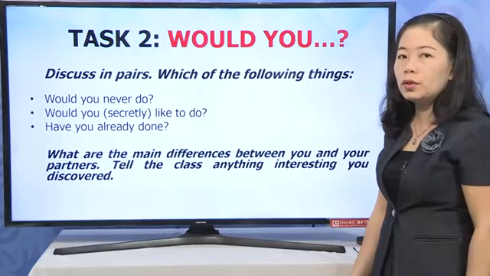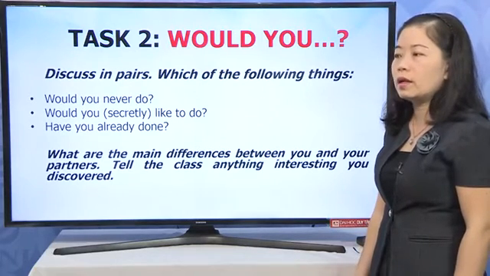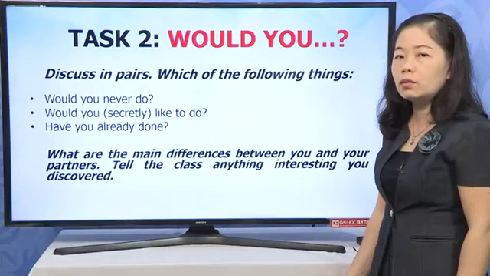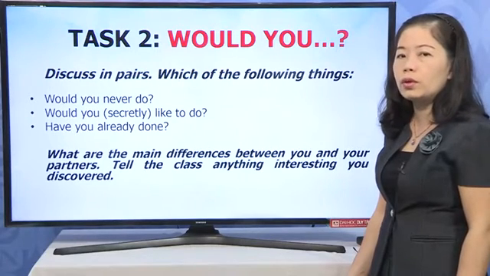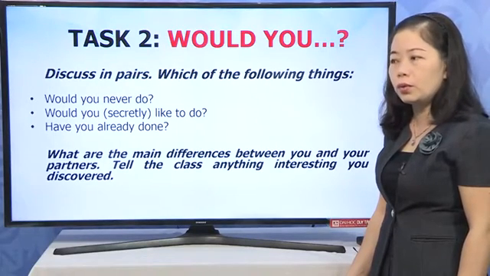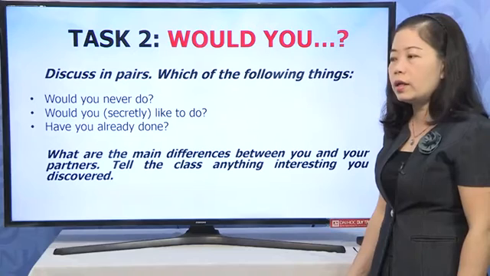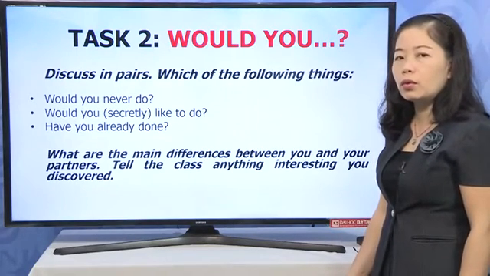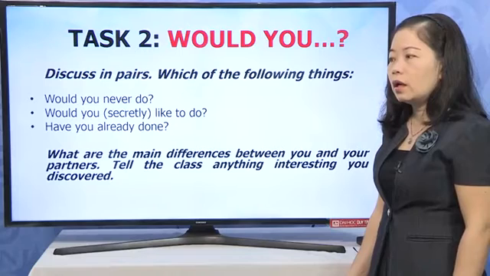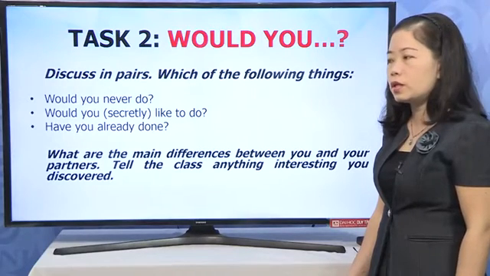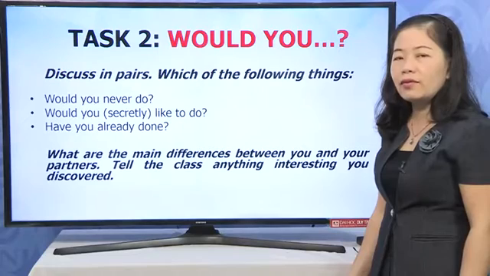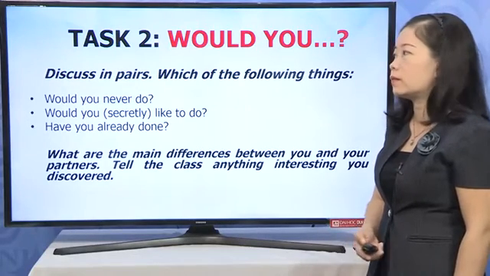Task 2, would you do these following things? And now you discuss in pairs. Which of the following things would you never do, or would you secretly like to do, or have you already done? After you tell your partner or your group mates those things, you can compare the differences between you and your partners. Then you tell the class anything interesting you discovered.